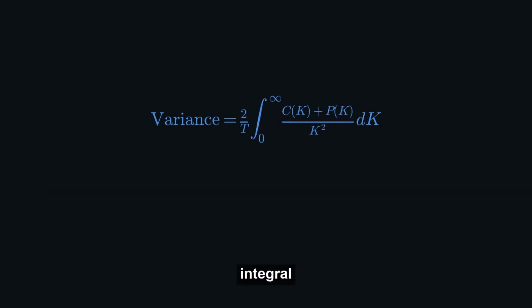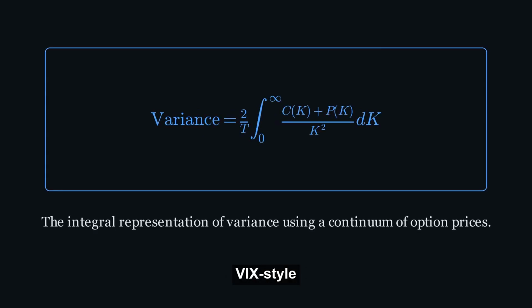While the theoretical integral uses all options, practical VIX-style calculations focus exclusively on out-of-the-money, or OTM, options. Why this selectivity? Deep-in-the-money options primarily trade based on their intrinsic value, offering little insight into future volatility. OTM options, however, are pure volatility plays, their prices are highly sensitive to changes in implied volatility.